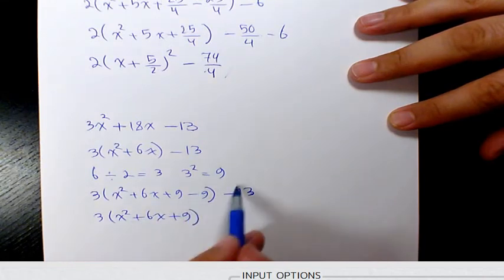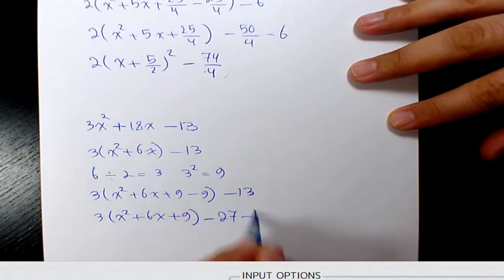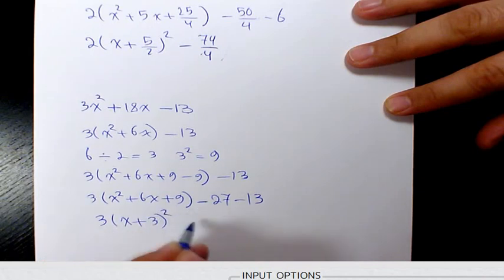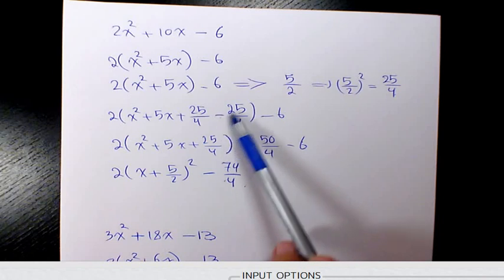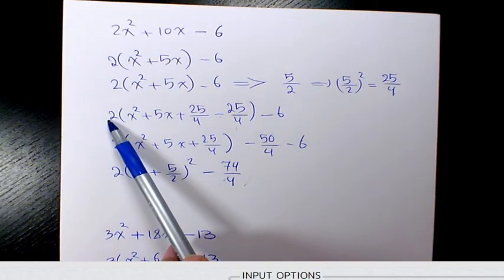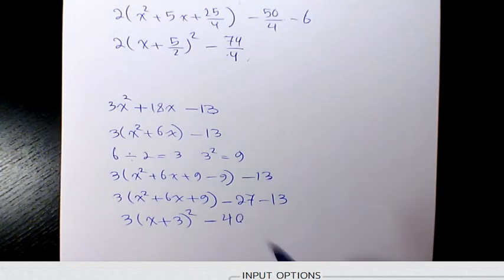And negative 9, when you move it outside the bracket, you need to multiply it by 3. It's going to be negative 27 minus 13. So we have 3 times x plus 3 squared minus 40. That's going to be the final answer. So you need to make sure that when you take it out, you need to multiply it by this number. Same as what we did here. Negative 25 over 4. When you take it out, you need to multiply it by these 2 here because you take it out of the bracket.